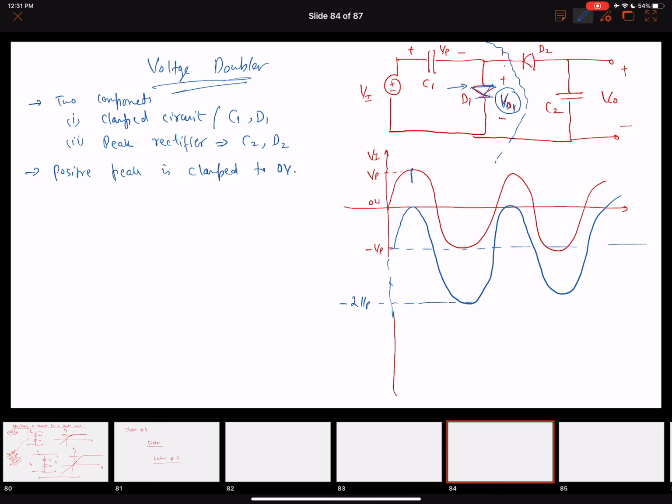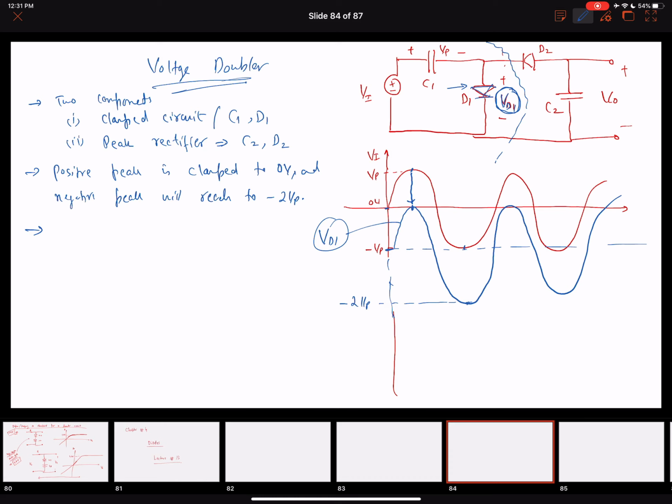Now this essentially shifted the positive peak to 0. When this positive peak shifted to 0, my 0 shifted to minus Vp, and my minus Vp shifted to minus 2 Vp. So the voltage that is going to appear across the diode D1 will look something like this. This waveform is VD1, right? And the negative peak will reach minus 2 Vp.